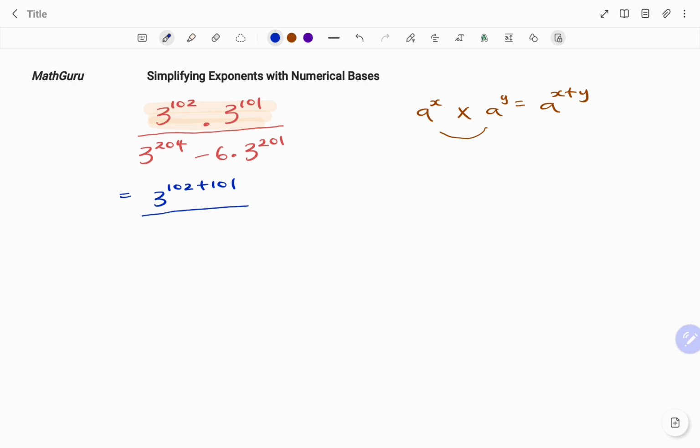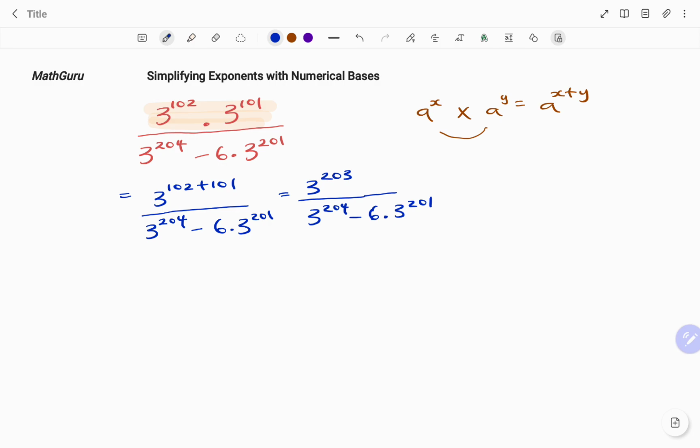Then for my denominator, I leave it as it is for now, so I have 3 to the power of 204 minus 6 times 3 to the power of 201. Simplifying further, that will be 3 to the power of 203 divided by 3 to the power of 204 minus 6 times 3 to the power of 201.